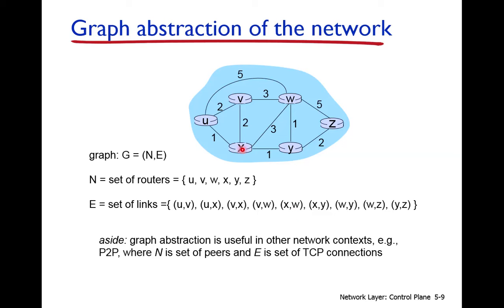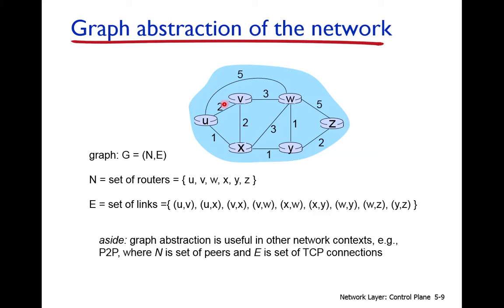Each link has a cost, for example 2, 2, 3, 5. And what does a cost represent? The cost can represent the bandwidth. If this cost is representing the bandwidth, then when we forward data from u to z, for example, the path should be the one which has higher bandwidth. That path will be the best one which has the higher bandwidth.